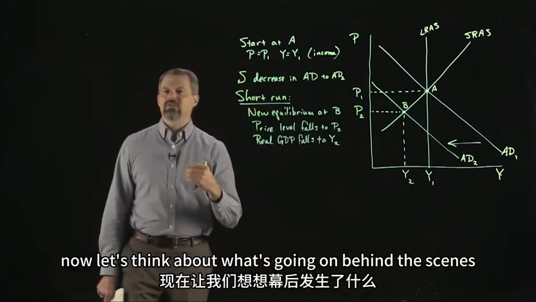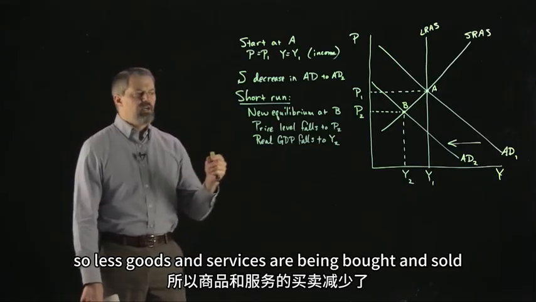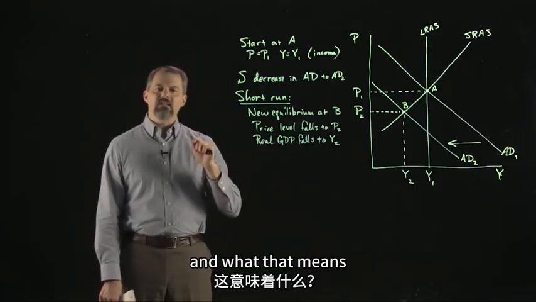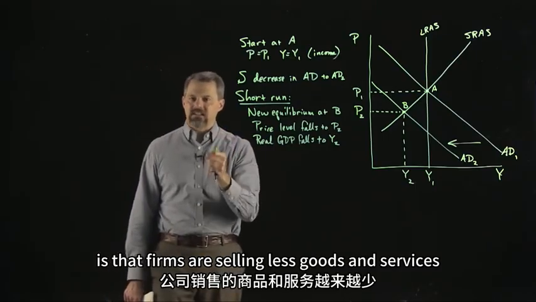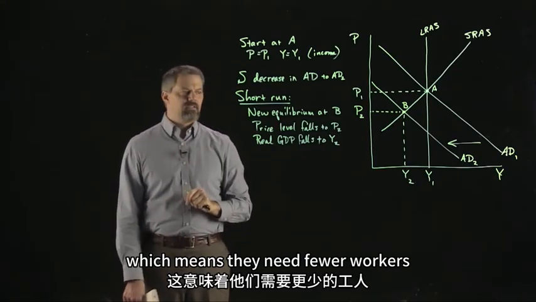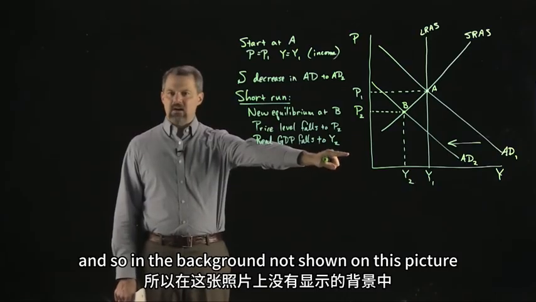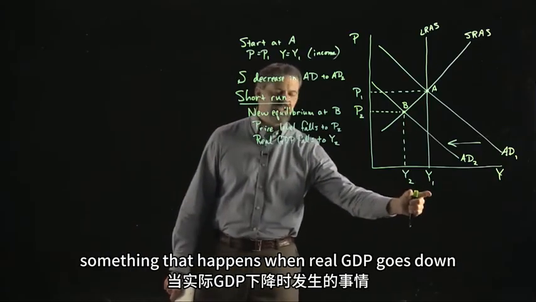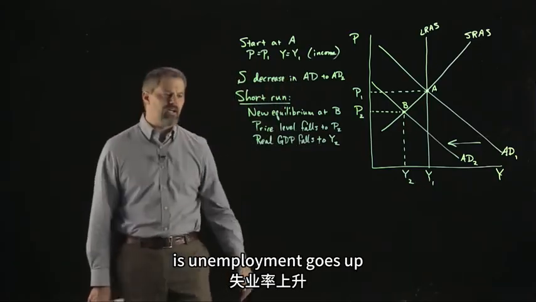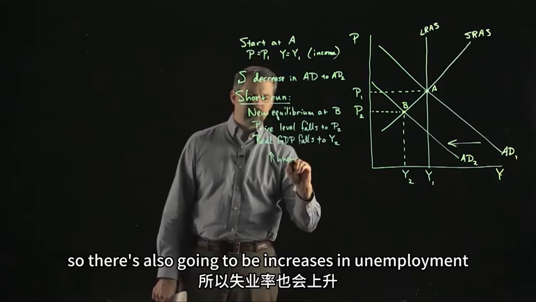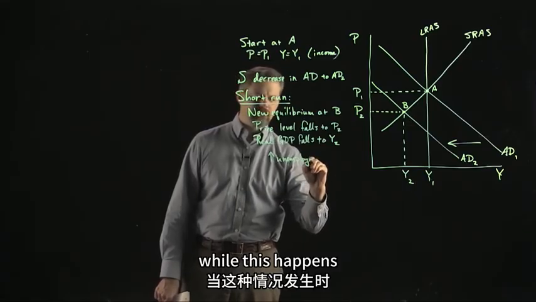Now, let's think about what's going on behind the scenes. So, less goods and services are being bought and sold. And what that means is that firms are selling less goods and services, which means they need fewer workers. And so, in the background, not shown on this picture, but we know something that happens when real GDP goes down is unemployment goes up. So there's also going to be increases in unemployment while this happens.